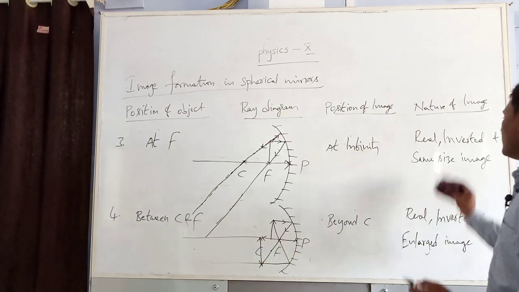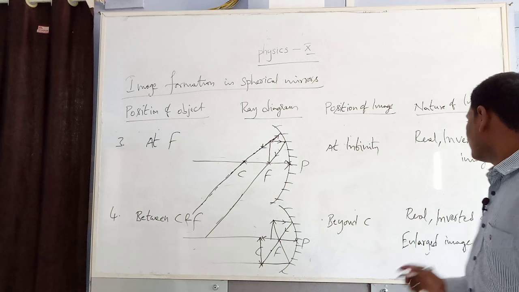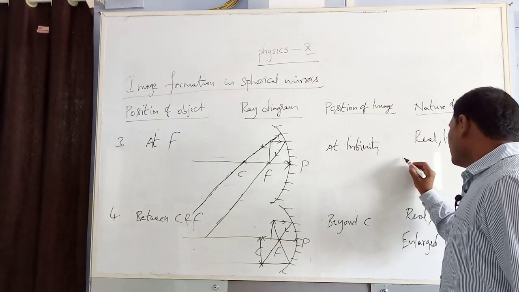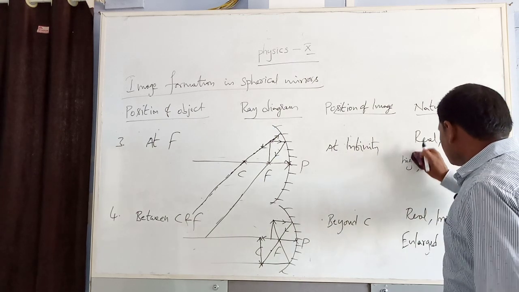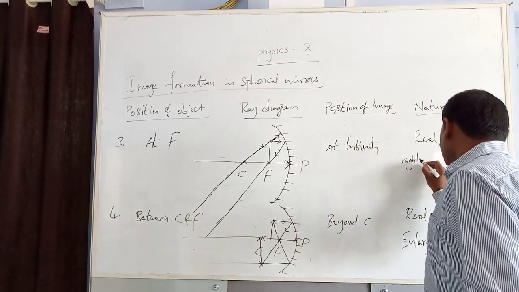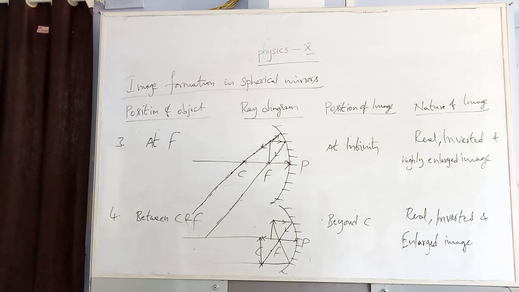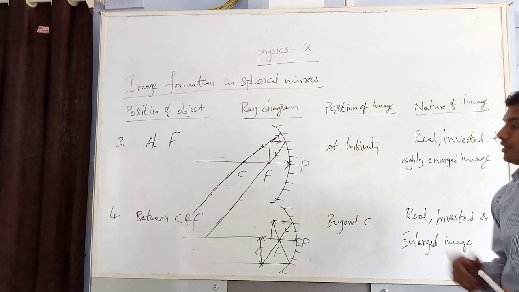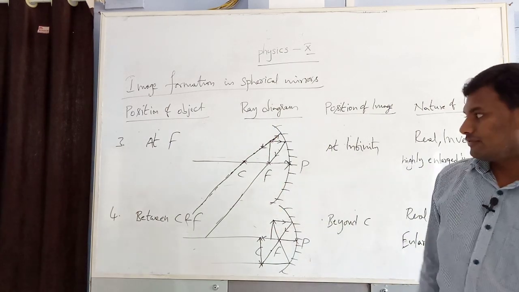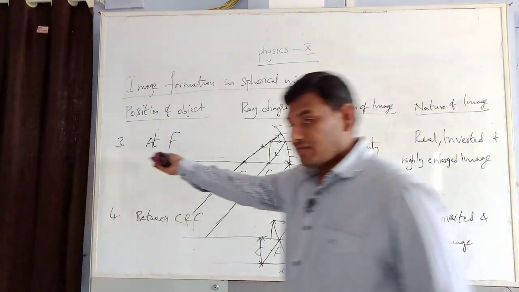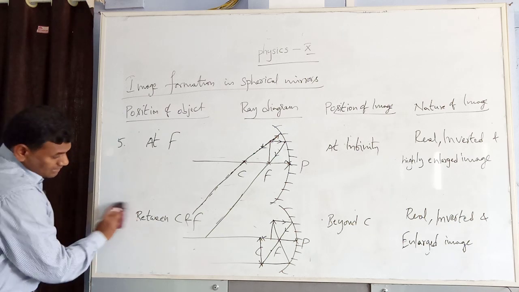And let us see the size of the image, highly magnified. We will get a highly magnified image at infinite distance. So highly enlarged or highly magnified. Real, inverted, and highly enlarged image will be formed at infinite distance for the position of the object at F. Now the last one is, sorry, this is the fifth one. Next, the last one, that is the sixth.